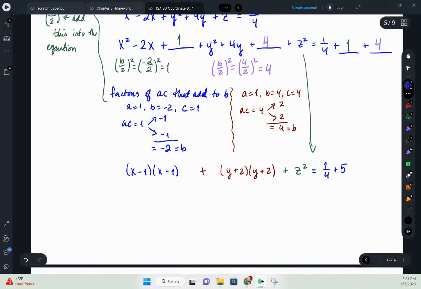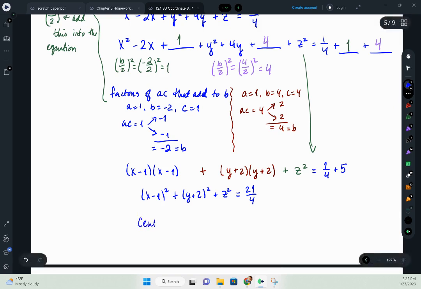Okay, I'm going to rewrite this and then we're almost done. So this becomes x minus 1 all squared, since there are 2 of them, plus y plus 2 all squared, since there are 2 of them, plus z squared, equals, if I rewrite the 5 as 20 over 4, sorry, that shouldn't be plus, that should be equals. If 5 is 20 over 4, then my total sum is 21 over 4. And that is the equation of the sphere.